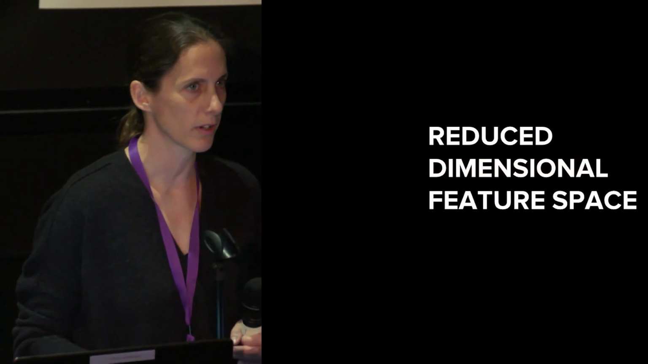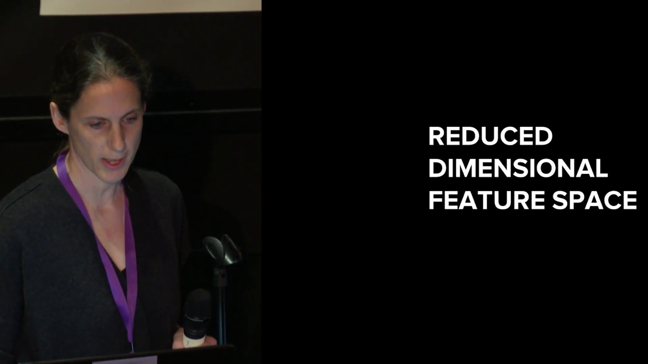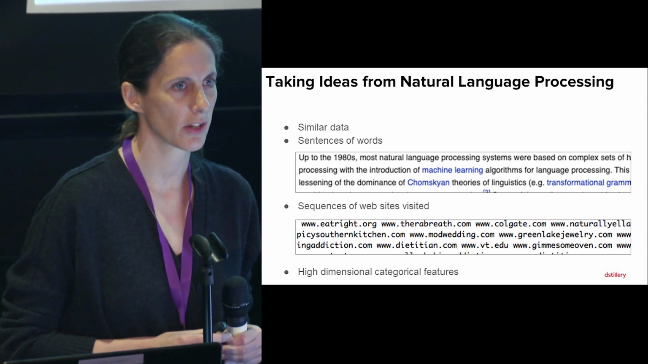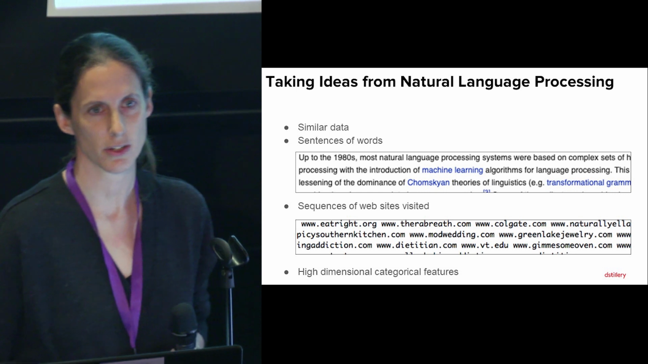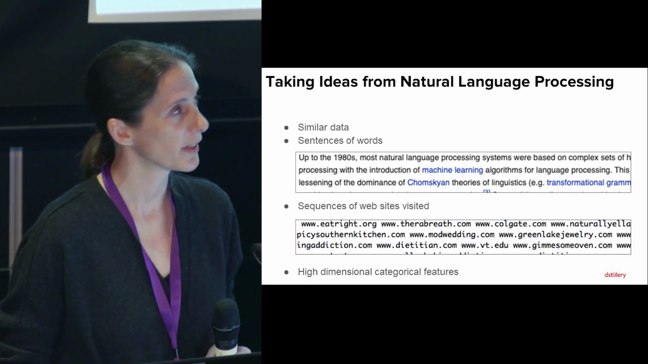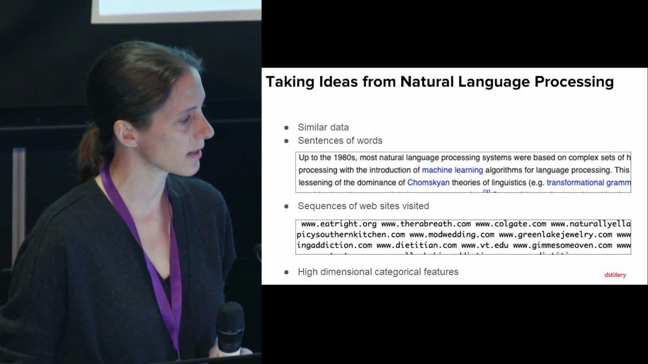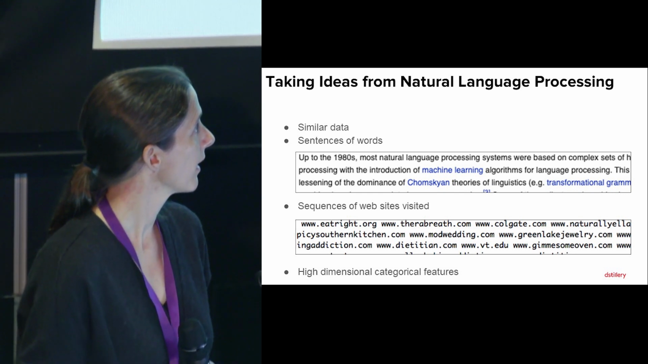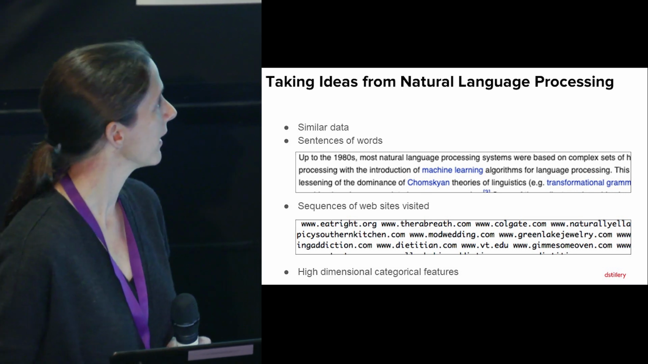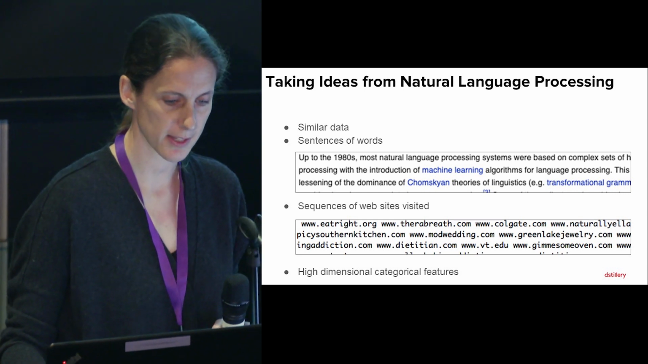So that's what I'm going to talk about today: how we reduced the dimensionality of our feature space. And when thinking of how to do this, we turned to natural language processing. We looked at research performed in natural language processing because NLP data has similarities to ours. NLP data consists of sentences of words, whereas our data, a small snippet is shown here, consists of sequences of websites visited by devices. Both are high-dimensional categorical feature spaces.